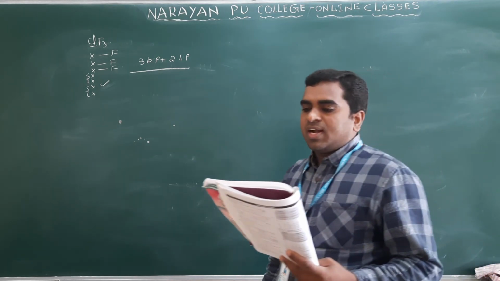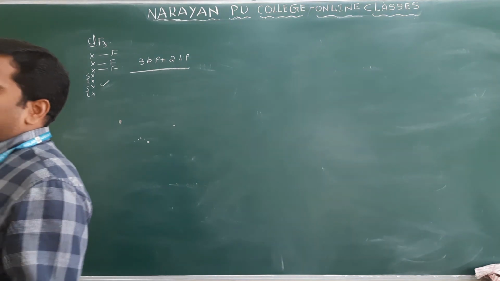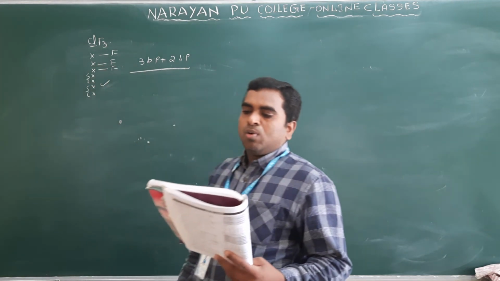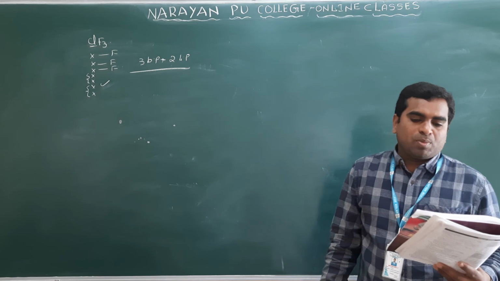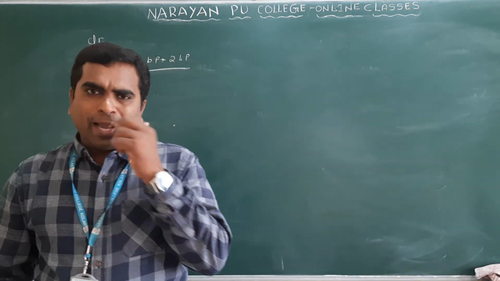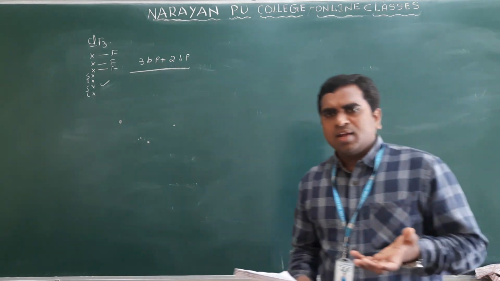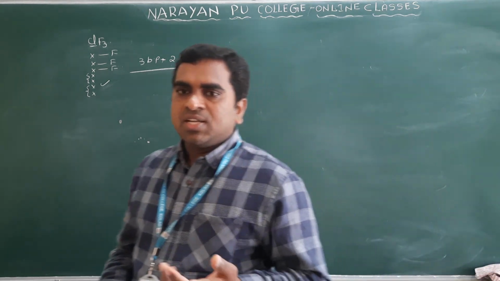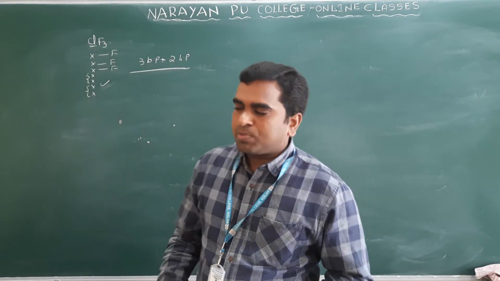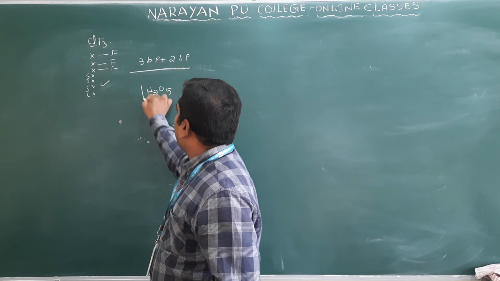Which oxide of nitrogen is not a common pollutant introduced into the atmosphere, both due to natural and human activity? Which is not a common pollutant? You know, NO, N2O and NO2, these all are common pollutants in the atmosphere, except which one here? N2O5. This is not a pollutant.